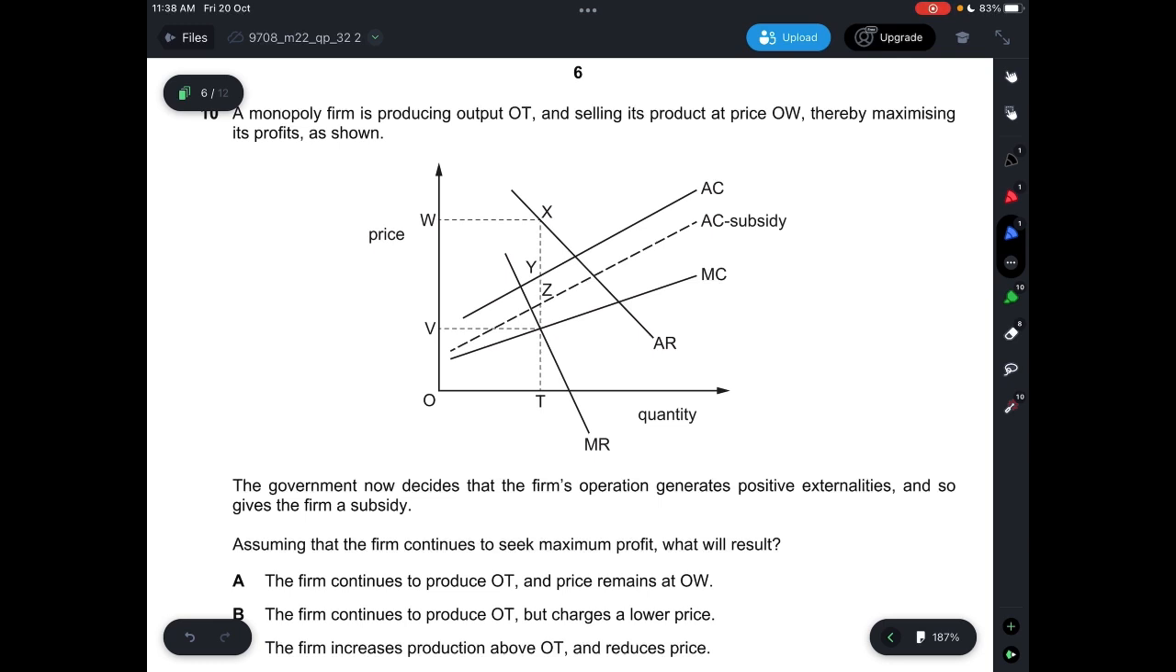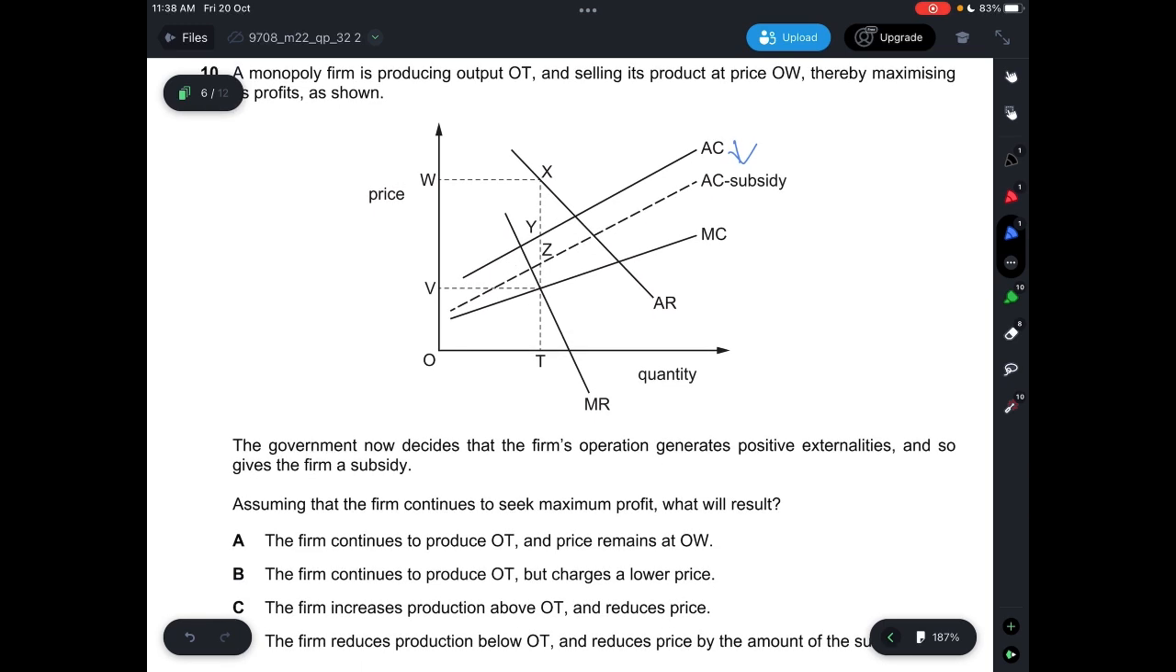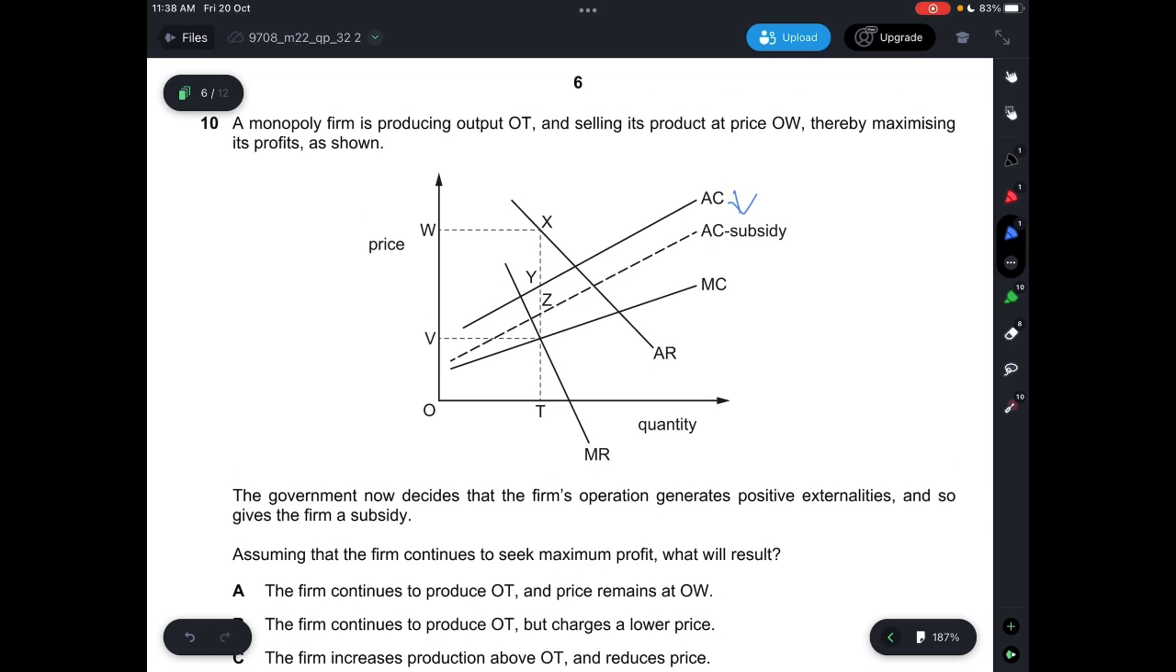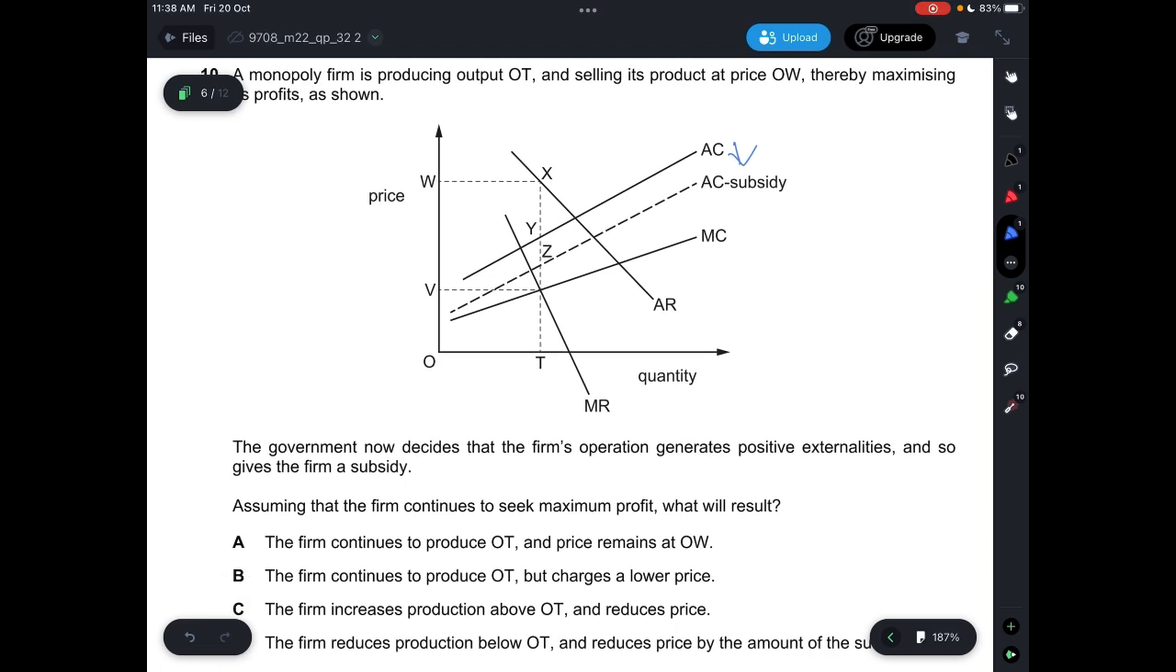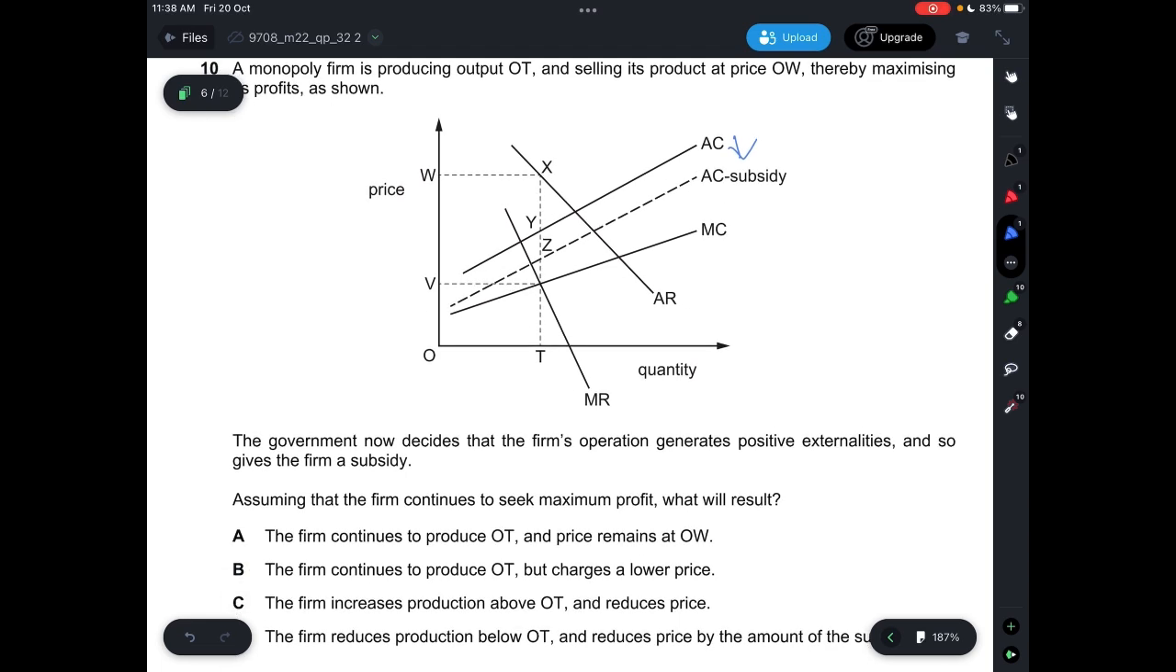Okay, so you can see that the average cost curve is here, right? And then it shifts to the right. And then the original MC curve is here. And then there's a subsidy. So if you look at the four options here, based on the fact that it wants to seek maximum profit, A says the firm continues to produce OT and price remains at OW. Now this is incorrect.